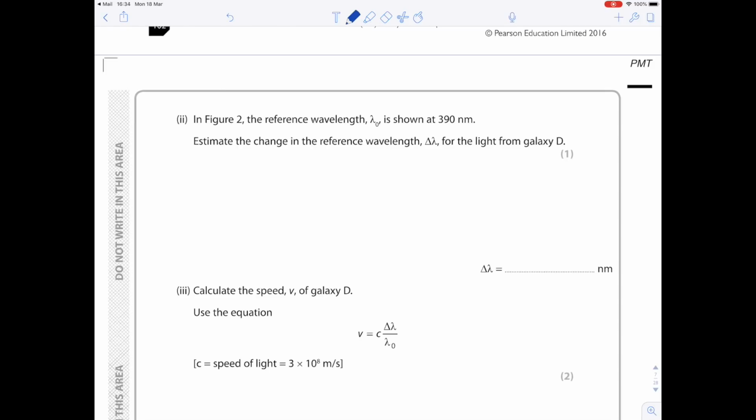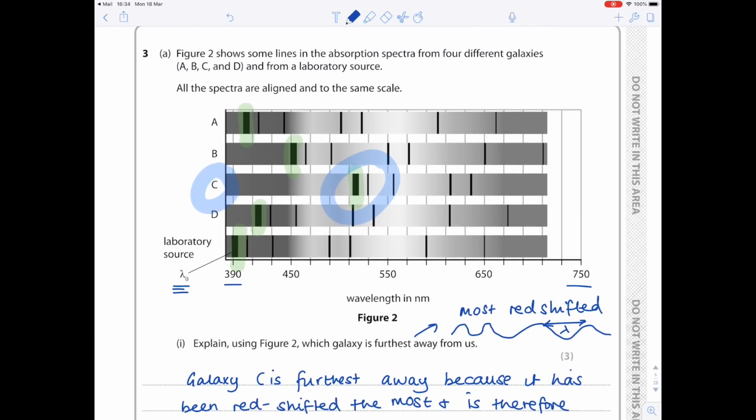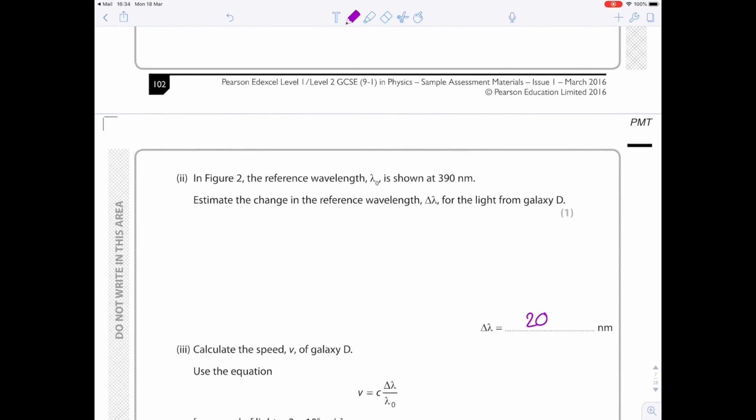Part 2. In figure 2, the reference wavelength is shown at 390 nanometers. Estimate the change in reference wavelength for the light from galaxy D. So going back up, we have our reference wavelength, which is here. This is going to be hard for you to see, I'm just going to change colour. And it's moved to here. So you just want to use this scale to help you identify it. And if you have a look, you'll see that that is approximately 20 nanometers, but they would have accepted any answer between 19 and 25.